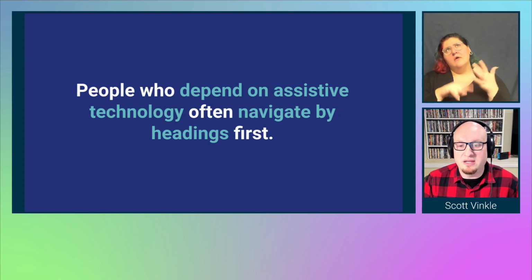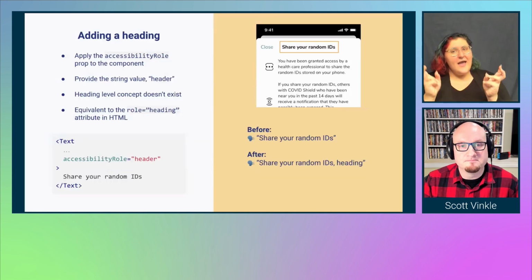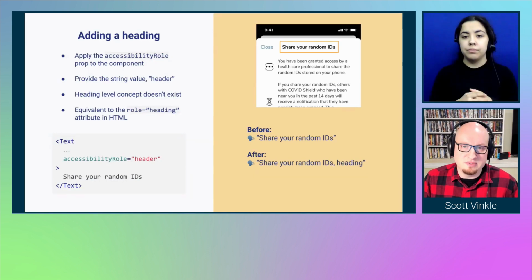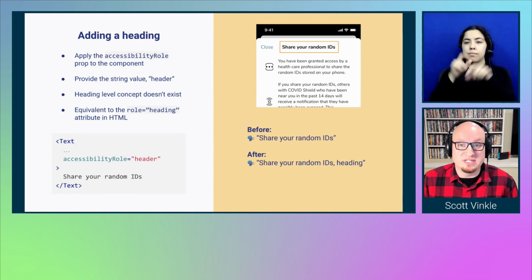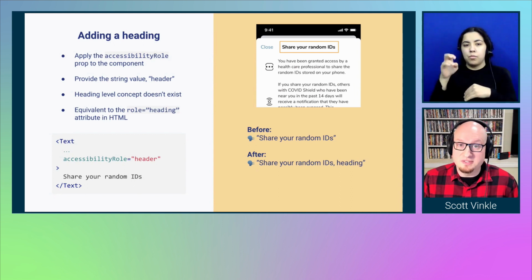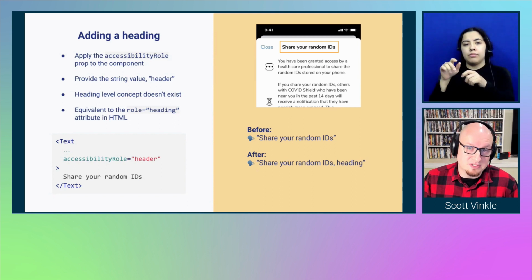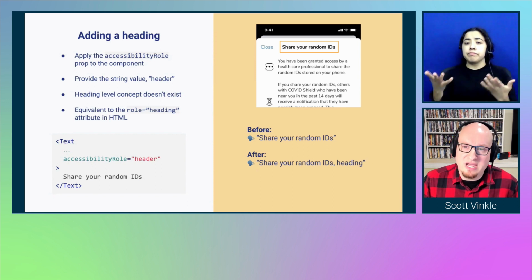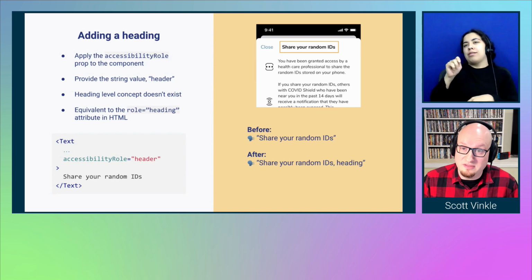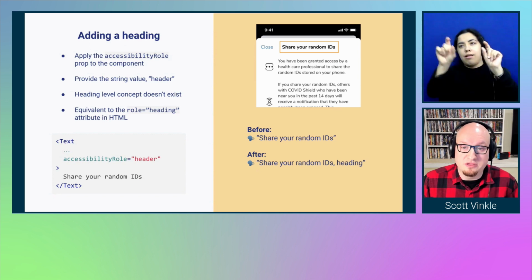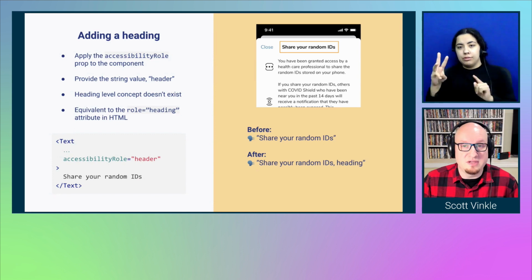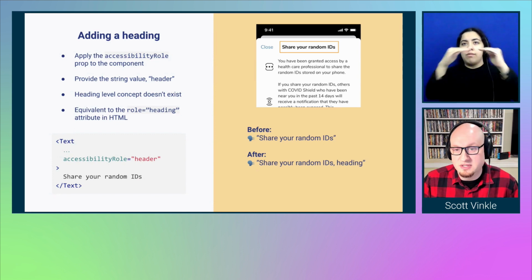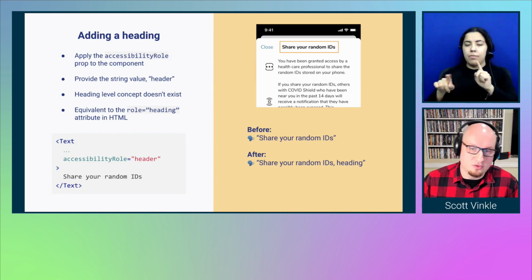So how do you add a heading in React Native? So we can convey a heading by adding the accessibility role prop to the component which contains the heading text. And according to the React Native Accessibility API, the string value of header should be set for the accessibility role prop value. It's interesting to note that in React Native, we're not able to assign a heading level. So in HTML, we have the H1 through H6 heading elements, which indicate heading level and logical structure of content. But with React Native, it's strictly a heading only.